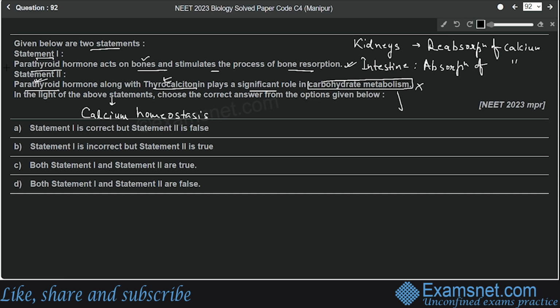What are the hormones that are involved in carbohydrate metabolism? These are insulin and glucagon, not parathyroid and thyrocalcitonin. So statement 1 is correct, but statement 2 is incorrect. So option A will be the correct answer.